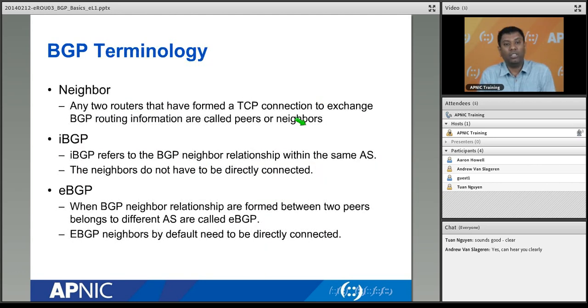BGP terminology: as I said, in BGP we have neighbors. And what is a neighbor? A neighbor is two routers in BGP that agree to communicate among themselves, right? And in BGP, how do you configure a neighbor? You need to configure the neighbor manually.